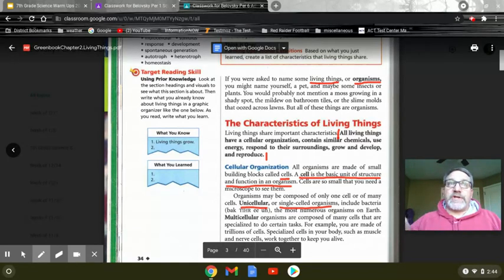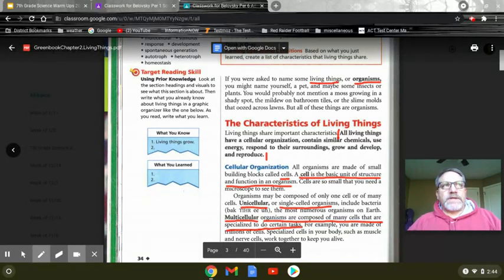Now, just the opposite, you and I are made up of trillions of cells. So we are what is called multicellular. Multicellular organisms are composed of many cells that are specialized to do certain tasks. Hit pause and type that in.